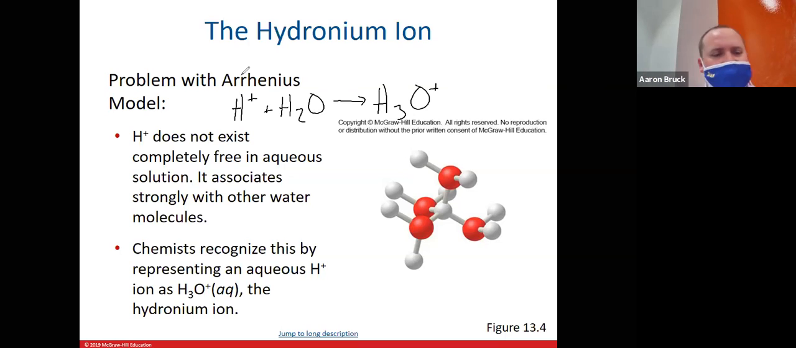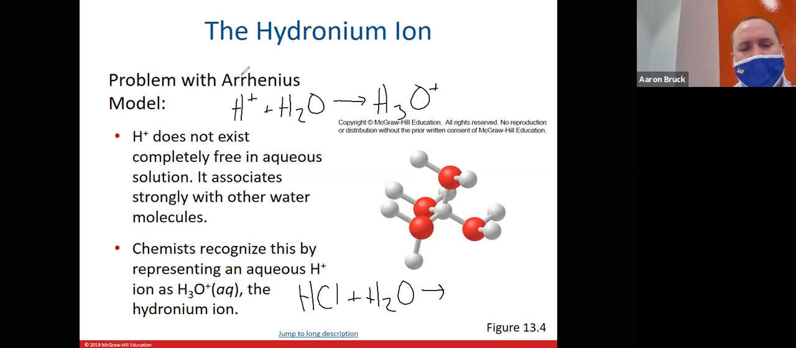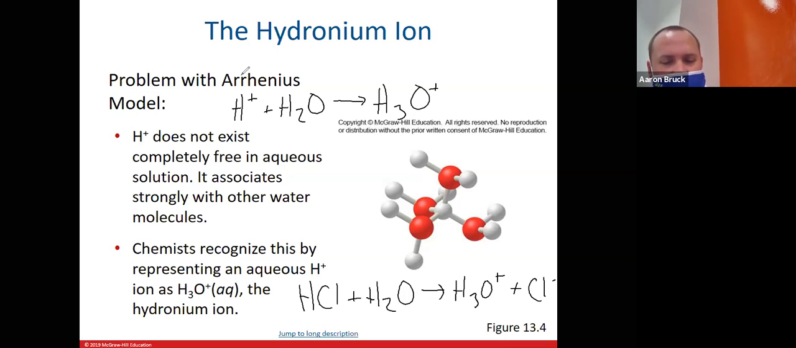So when we think about an acid like hydrochloric acid in water, this is the reaction that actually takes place. Hydrogen chloride or hydrochloric acid reacts with water to make the hydronium ion and the chloride ion. This is a more accurate representation of what is going on inside of that solution.